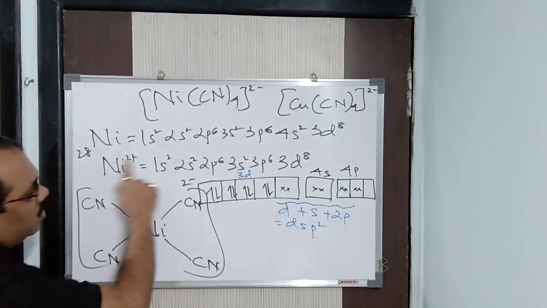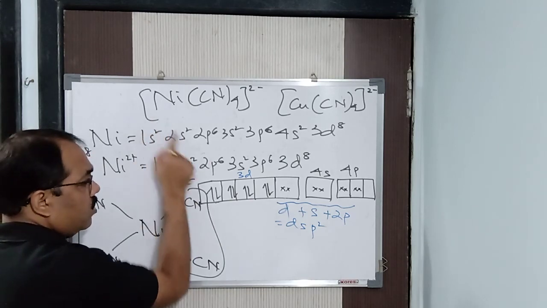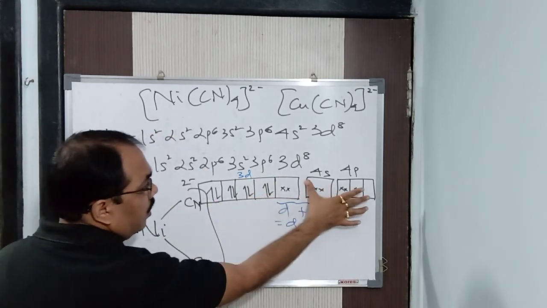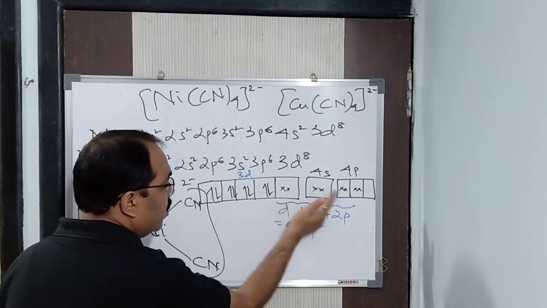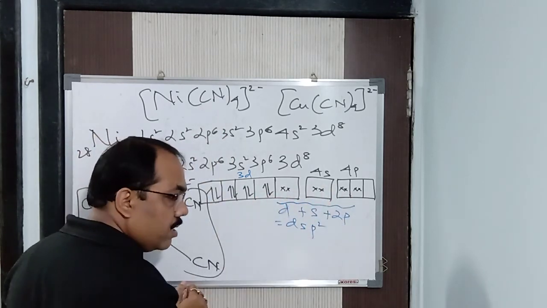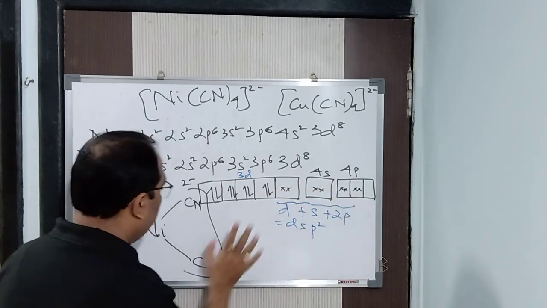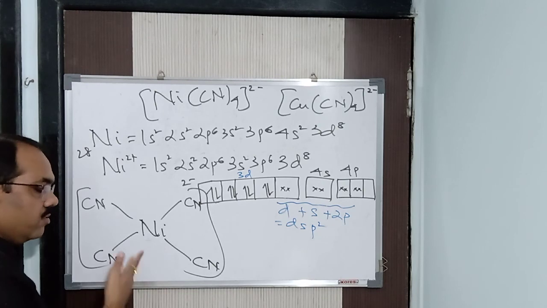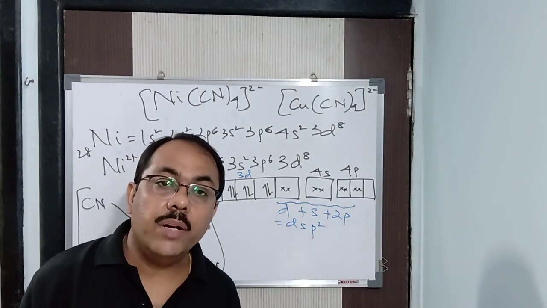Understood? First I wrote the nickel configuration, then I wrote Ni2+, because I got the oxidation number as 2. So hence I created the orbitals here. I want 4 vacant orbitals because 4 ligands are there, so they will donate. See, so 4 vacant orbitals are created. Now what are the orbitals? dsp2: 1 d, 1 s and 2 p. So it is called dsp2 hybridization, which is square planar in nature. This is all about hybridization. Thank you.